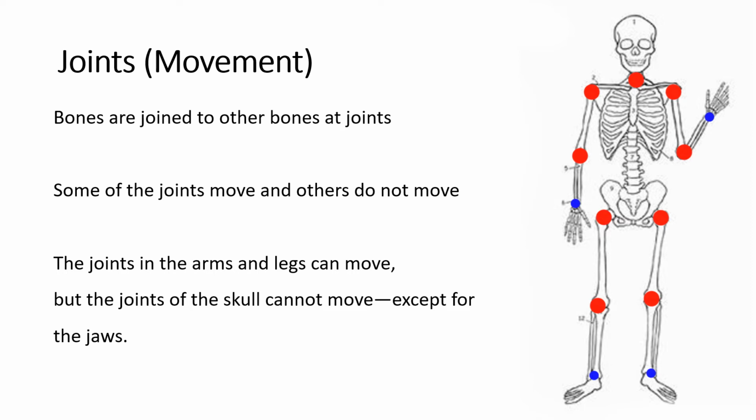So some of the joints move and others don't move so much, because we do have some in our skull that don't move. The only one in our skull that moves is our jaw, so that we can talk and we can eat. But the joints in our arms and legs can move really well. We know that because we can get around. But we've got slightly different kinds of joints in the body. So we're going to look at the two different kinds now.